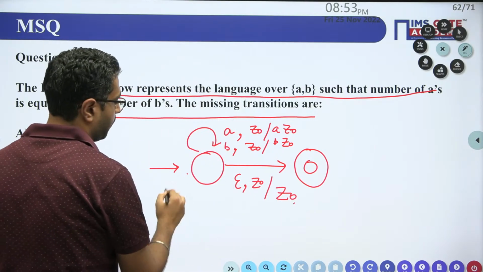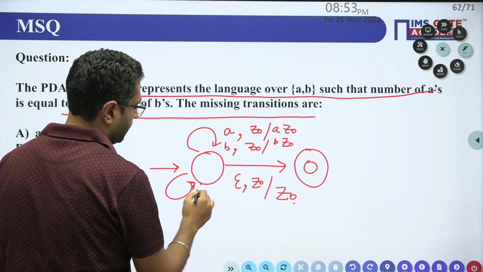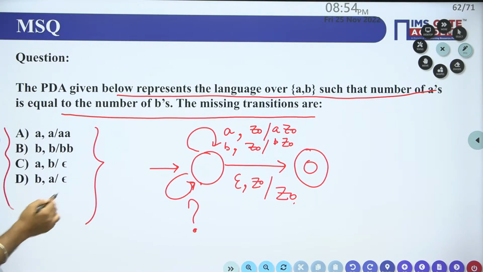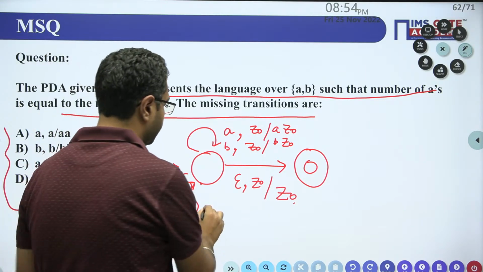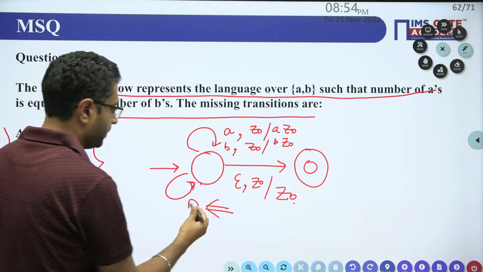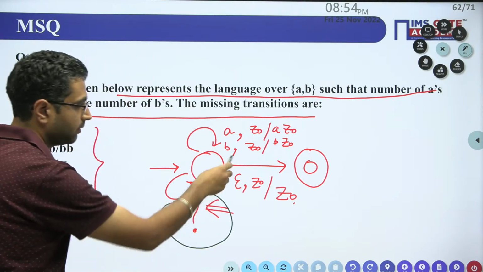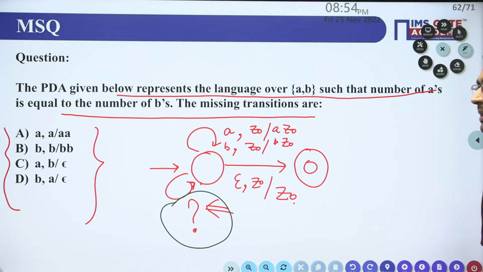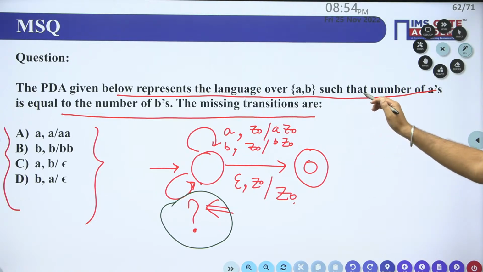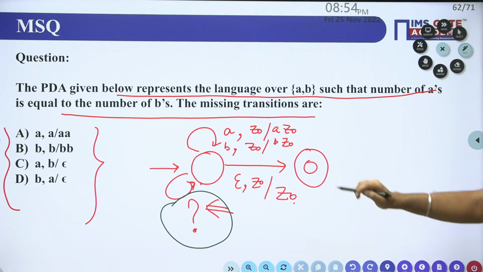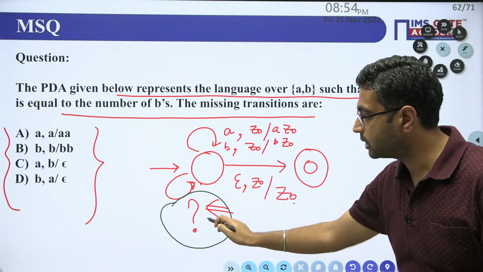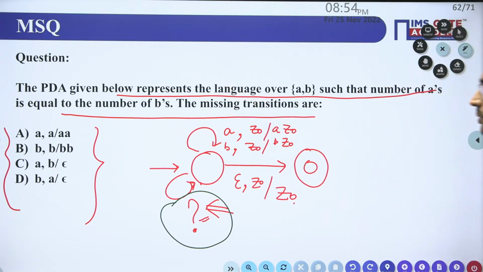Now some 4 transitions are missing, and you tell me the transitions for this part. So this is the complete question. Somehow the diagram did not come up, the automaton did not come up. Now can you solve this? The PDA given below represents the language over A comma B such that the number of A's is equal to the number of B's. You have to tell me the missing transitions, and it's an MSQ based question.